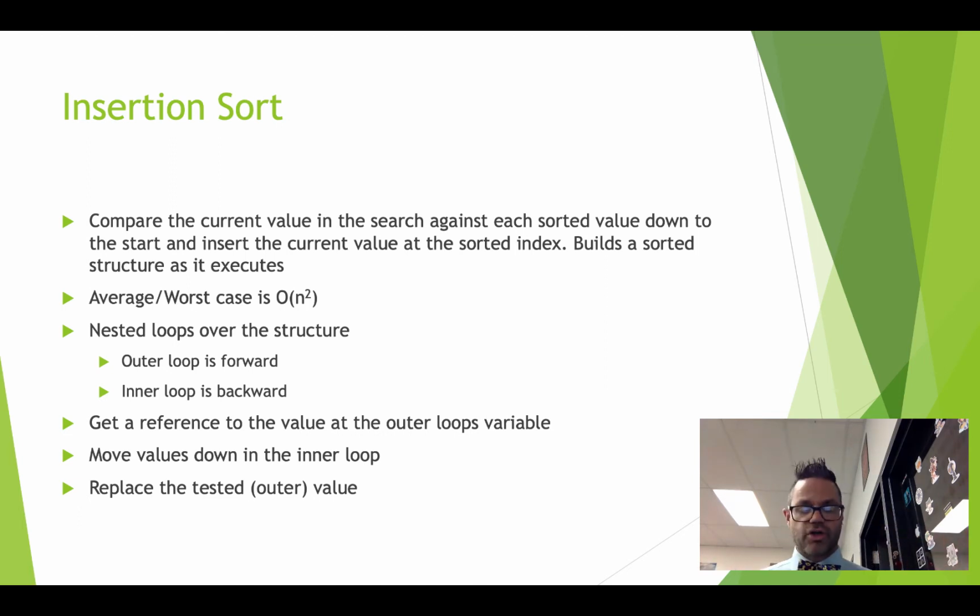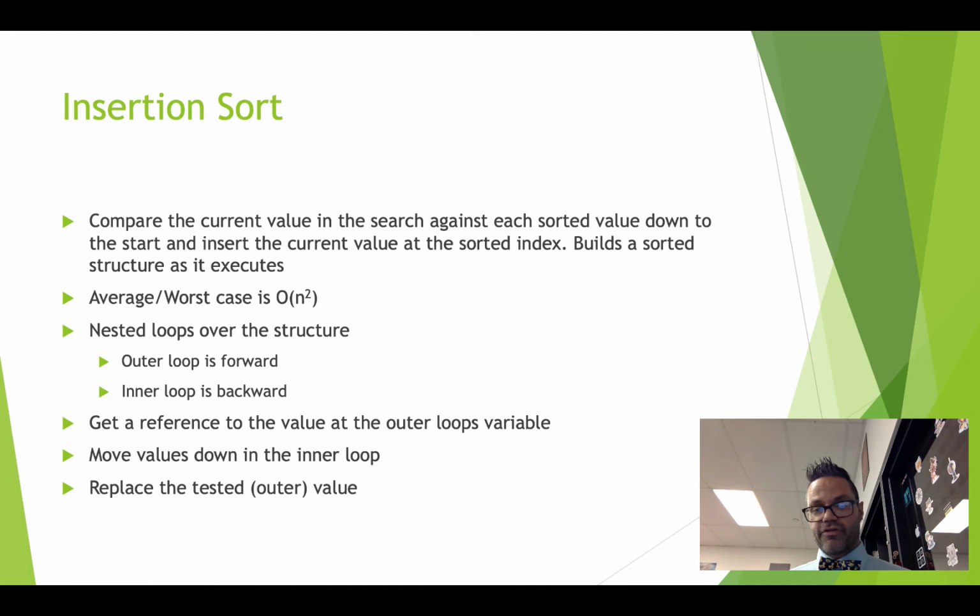That nested loop structure, however, on insertion sort, is a little bit different. The outer loop is going forward through the structure, but the inner loop is going backwards through the structure because we're building that structure up as we go through. And that's how we're also able to minimize some of the execution time on this, and why insertion sort's a little bit better than the selection sort structure.